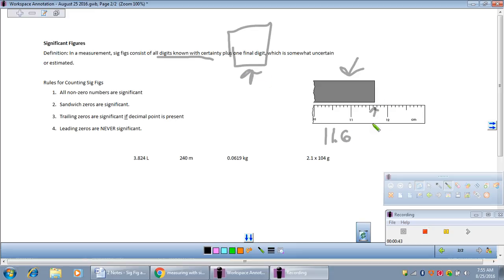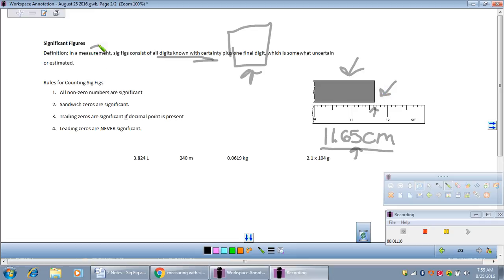So that would be your final digit, your estimated digit. I think it's about halfway in between, so I'm going to say our object is 11.65 centimeters long. The 11 and the 0.6 are digits of known certainty, because with my instrument I can tell for certain that it goes past those graduated lines. But the 5 here is an uncertain or estimated digit. That is my last piece of information that I would get from this ruler.